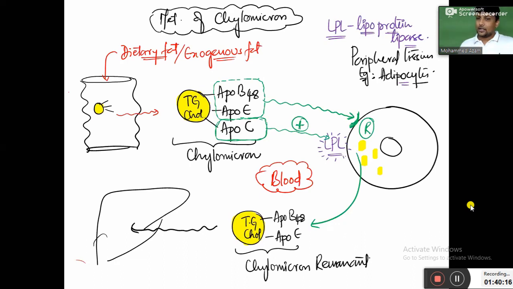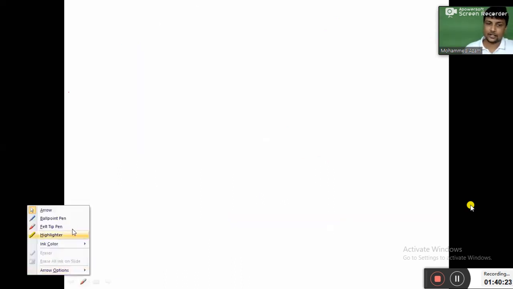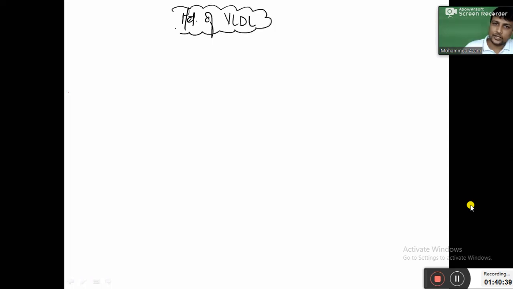Once you are done with this one, I promised you two diagrams here. This is diagram number 1, and diagram number 2 is very easy, guys. It's completely copy paste. We are just going to finish that in 2 minutes. So write there: metabolism of VLDL, very low density lipoprotein.